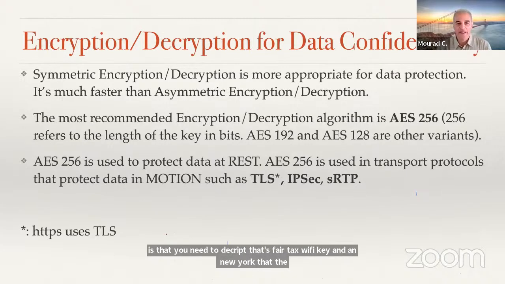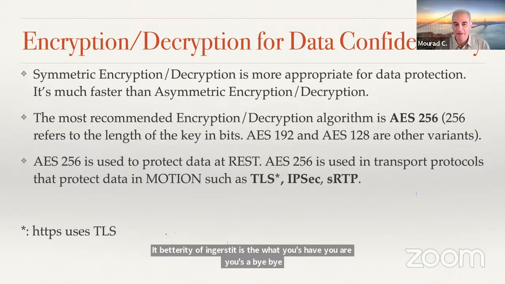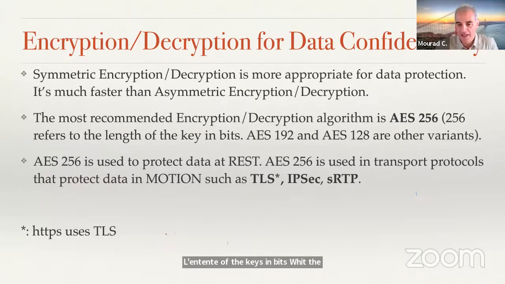Okay, how do we use encryption, decryption for data confidentiality? Symmetric encryption is what we basically use for data encryption. We don't use asymmetric encryption. Again, that's why we will not cover it, but if you are interested, asymmetric encryption is where you use a public key and private key, right? And RSA is the most popular algorithm, but again, we will not go there. The reason we use symmetric encryption is because it's much faster than asymmetric encryption, decryption. And the most recommended algorithm is AES-256. 256 refers to the length of the key in bits, right? But there is also AES-192, where the key is 192 bits long, and AES-128. So there are other variants of AES as well.